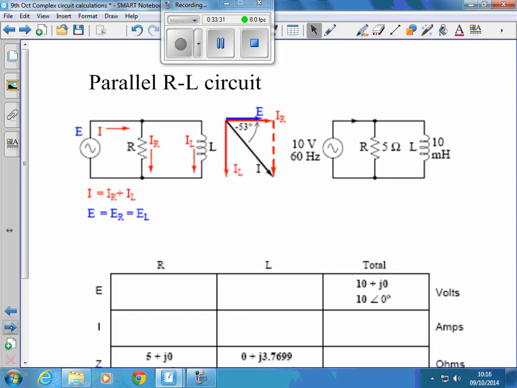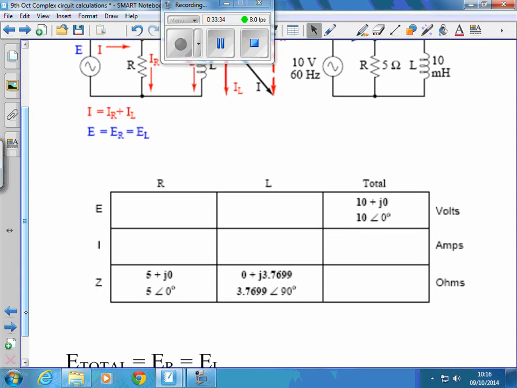Can you do the calculations to find the overall impedance of that circuit, Z, and the current flowing in that circuit? Have a go at that, see if you can make a start and find those values. You're going to use the parallel resistance formula, or parallel impedance formula, to calculate the total impedance and the current in that circuit.